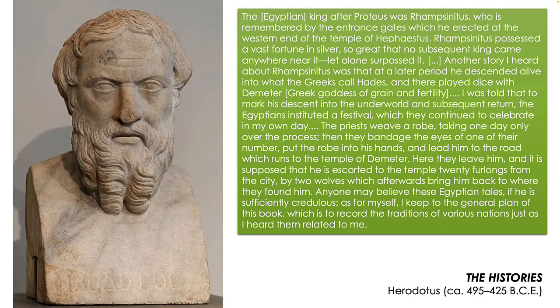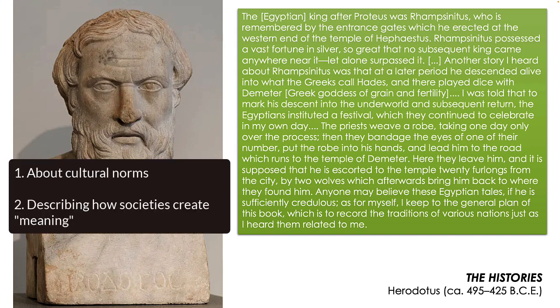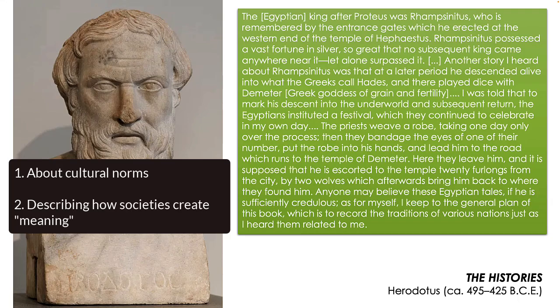Okay, what's happening in this passage? Well, Herodotus is basically just talking about a kind of cultural event or a festival that happens in Egypt for a particular reason. He's relaying the story that is at the heart of the festival. And he's using it as a way to describe Egyptian culture, the traditions, as he says, of various nations. This is what cultural history is about. It's understanding how communities create meaning, how they create ideas that bind them together.